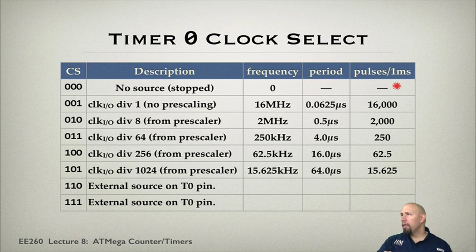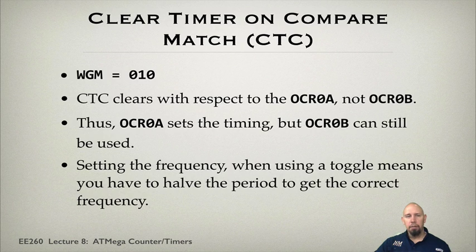So if you want to know how many pulses are in 1 millisecond, there are 16,000 pulses in general in 1 millisecond for this clock division. In this case, if we divide by 64, that gives us 250 clock pulses per millisecond, and so forth. So it's often helpful to see it expressed this way, because we may want to use this kind of information in working with a specific problem where we want a specific frequency or period.